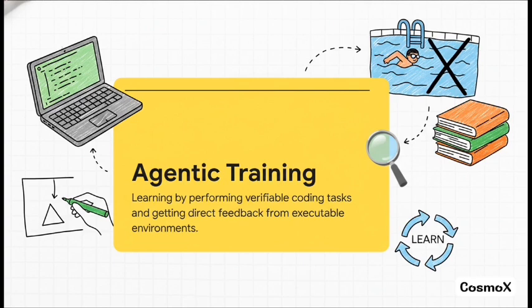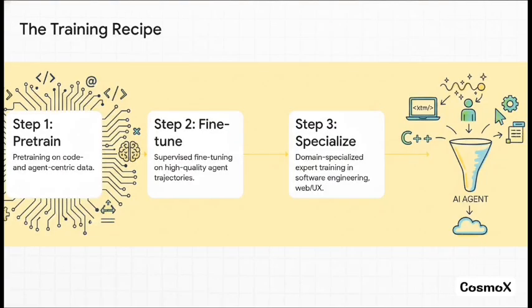Instead of just having the AI read a million textbooks on coding, you give it actual coding problems to solve in a real environment. It tries something, it sees if it works, and it gets instant feedback. It's exactly like the difference between reading a book about how to swim versus actually jumping in the water and figuring it out. And they have this whole recipe for it, broken down into 4 main steps.